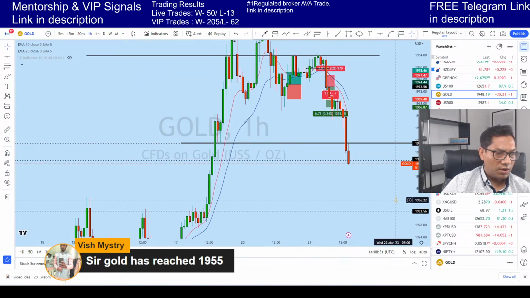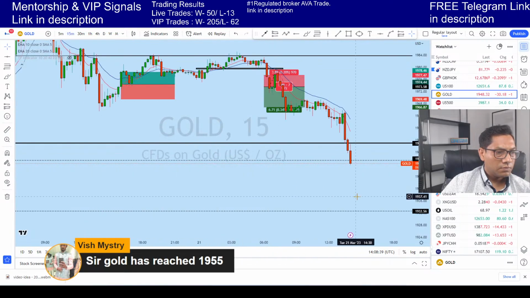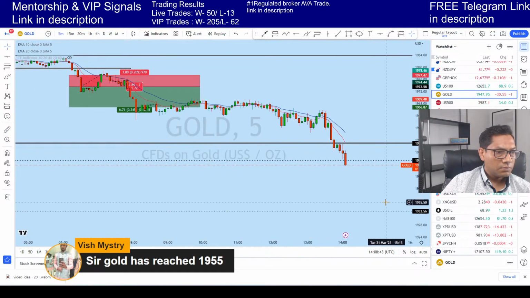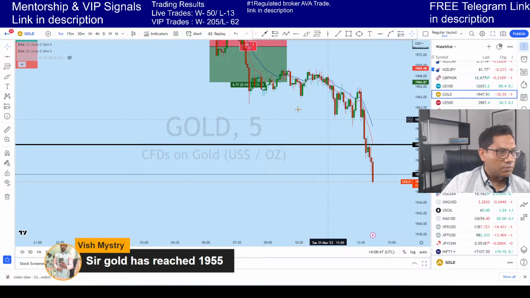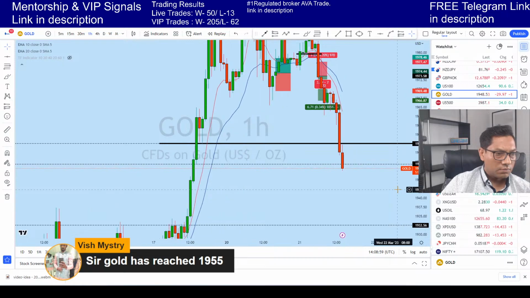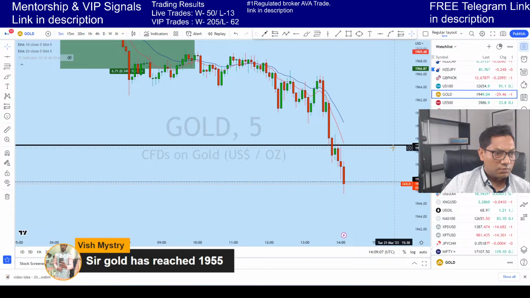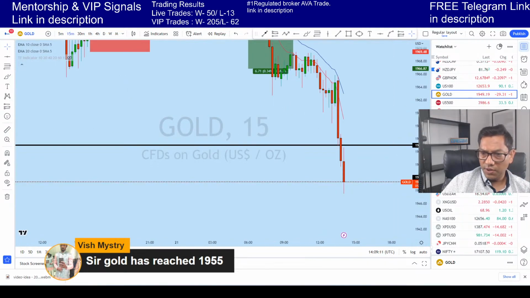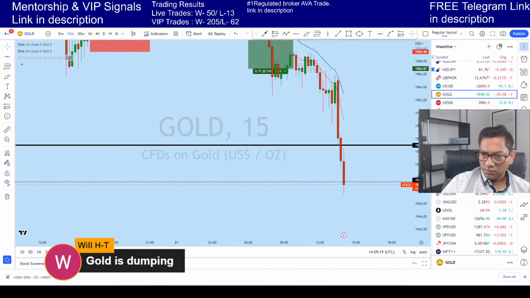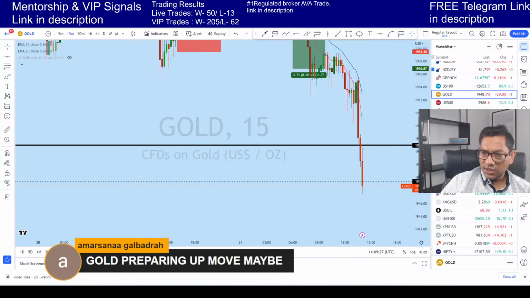Okay, so you see the support is broken. Price action is still bearish. Let's see what happened. Yeah, still not prepared for an up move. So once you see that, we'll jump on a trade.